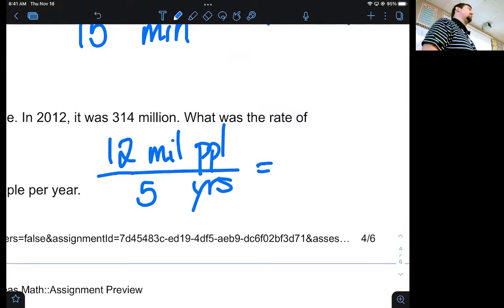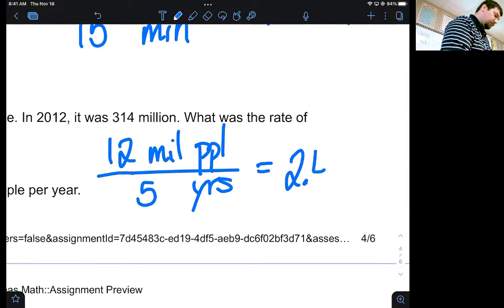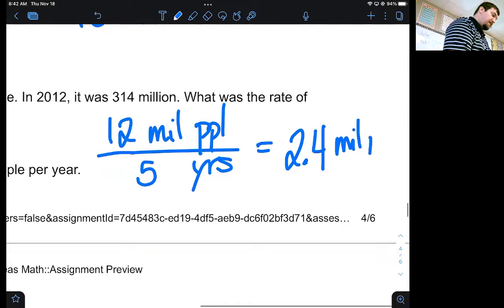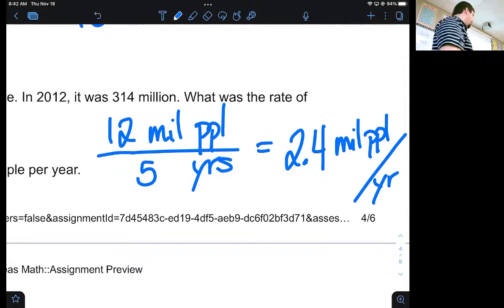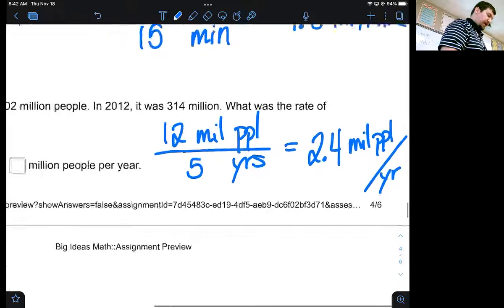This is a rate, and we're going to make it a unit rate by dividing. 12 divided by 5. 2.4. Okay, you guys get that too? 2.4. What's our label though? Million people. Yeah, it's not 2.4 people. 2.4 million people, and I'm running out of room, so I'm going to do it like that. Million people per year. 2.4 million people per year is our average increase for that, our unit rate.